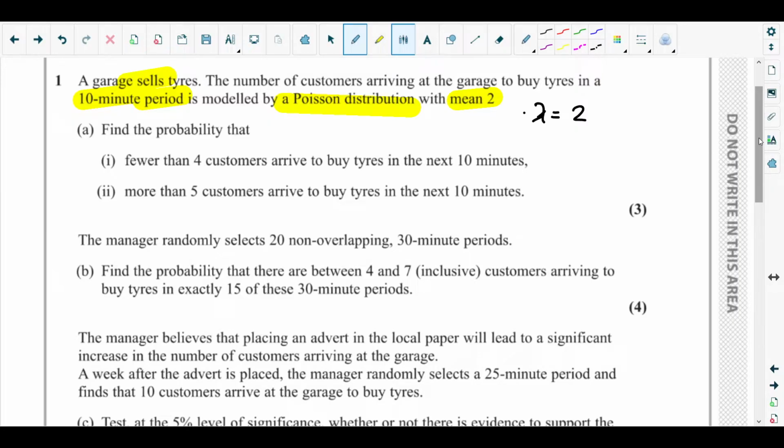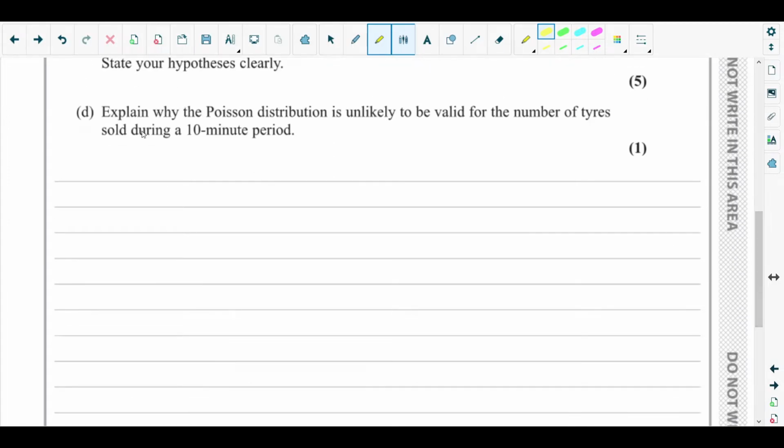So you can easily understand this is a Poisson distribution. The first question asks: find the probability that fewer than 4 customers, that means less than 4 customers, arrive to buy tires in the next 10 minutes. Let us consider some concepts of Poisson distribution. For a Poisson distribution, the outcomes occur at a mean rate, which is lambda. So we will consider X is distributed with Poisson distribution with mean 2.